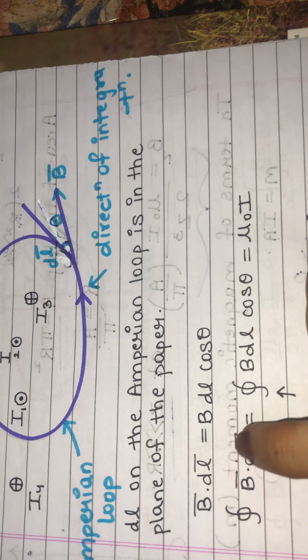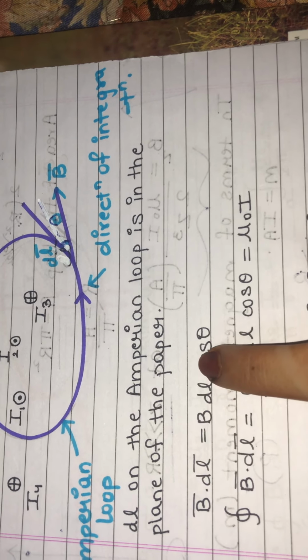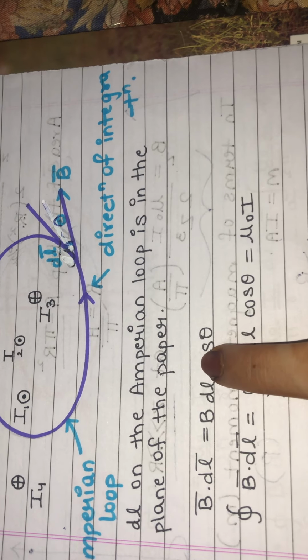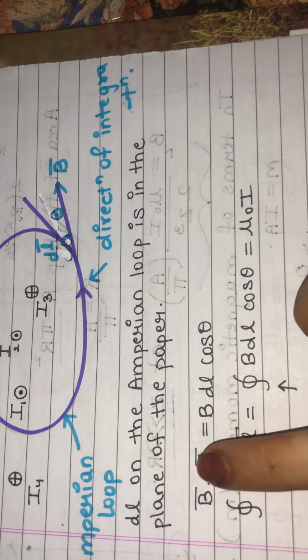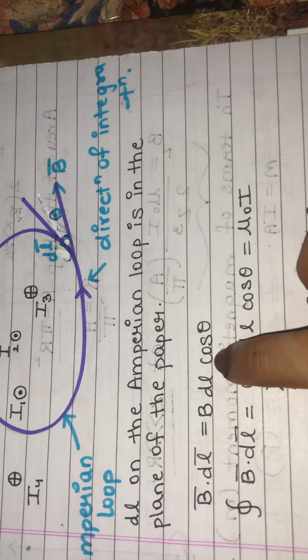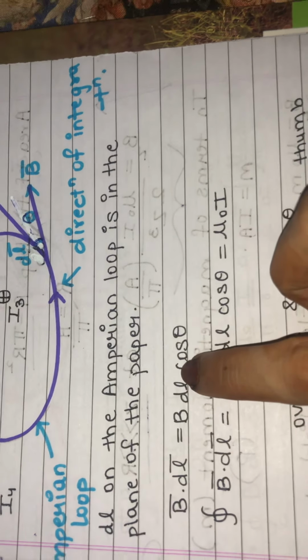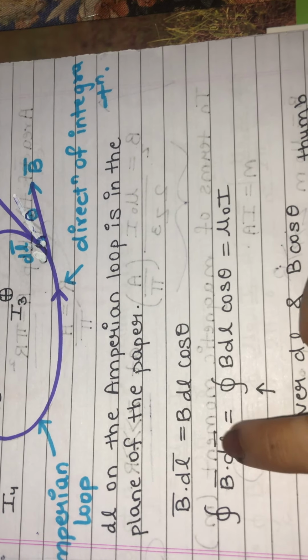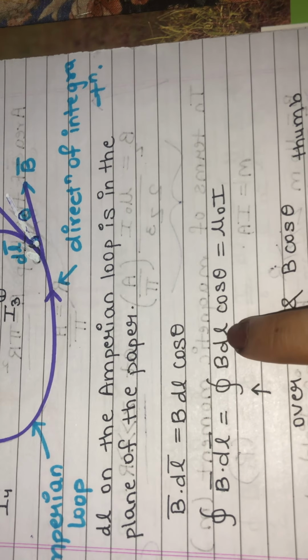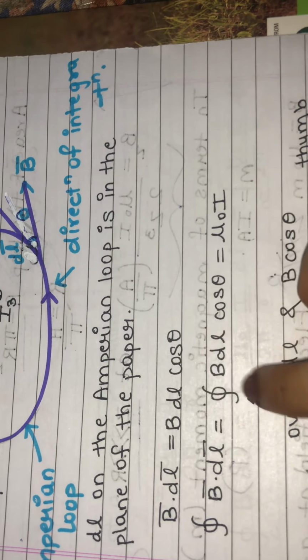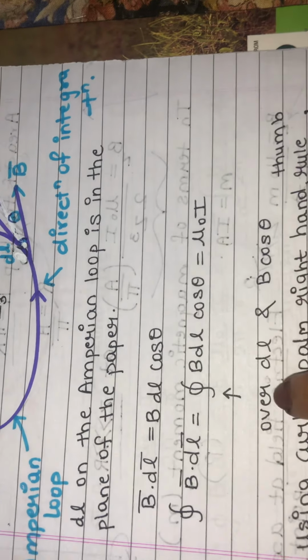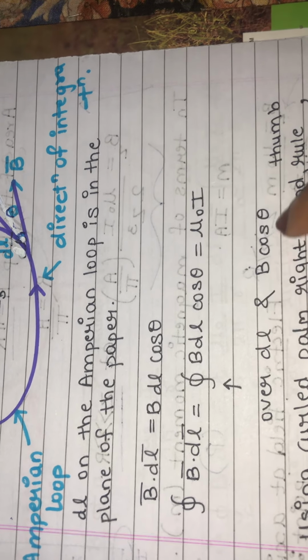So I have converted this vector quantity into scalar quantity, or in the form of magnitude I can say. So this B dl can be written like this, B dl cos theta. Where is this integral? This integral is over dl and b cos theta.